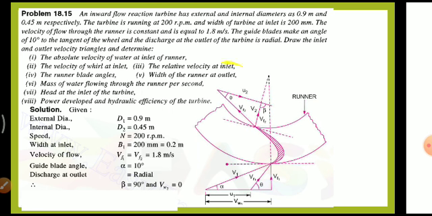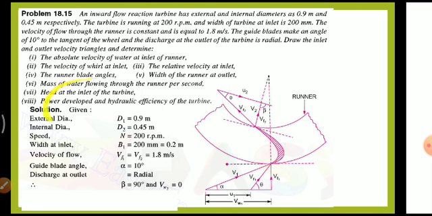Width of the runner at the outlet. Here B1 is given as 0.2 meter, that is the width of the turbine at the inlet. We have to calculate the width of the turbine at the outlet, that is B2. Okay, last one, mass of water flowing. We know the equation for discharge, Q, in meter cube per second. To convert to mass flow rate, we multiply by the density, so we get the mass flow rate.